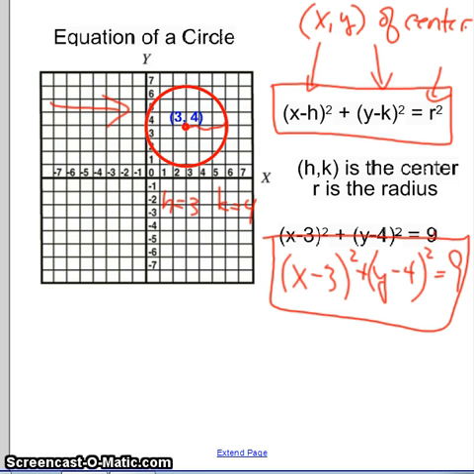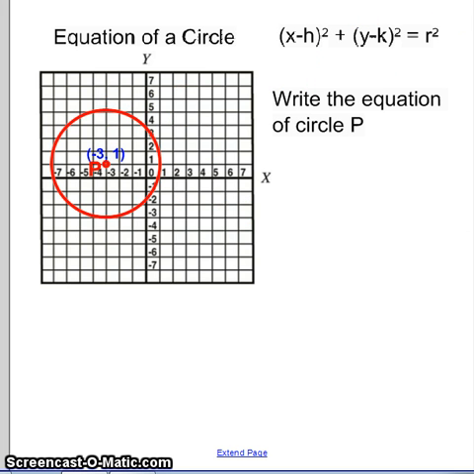It's x minus the x coordinate of the middle, squared, plus y minus the y coordinate of the middle, squared, is equal to the radius squared. Based on that knowledge, let's see if you can determine how to write the equation for this circle. Hit pause and work it out.